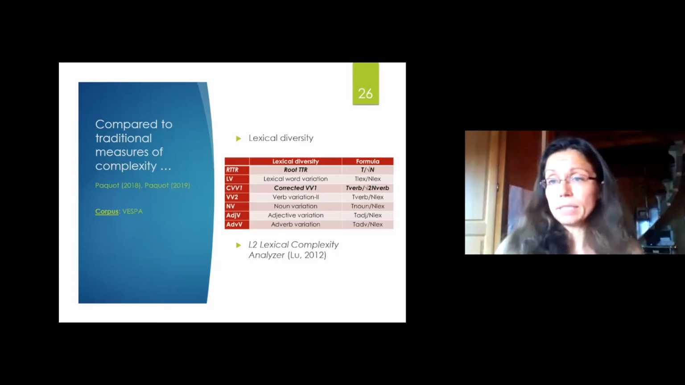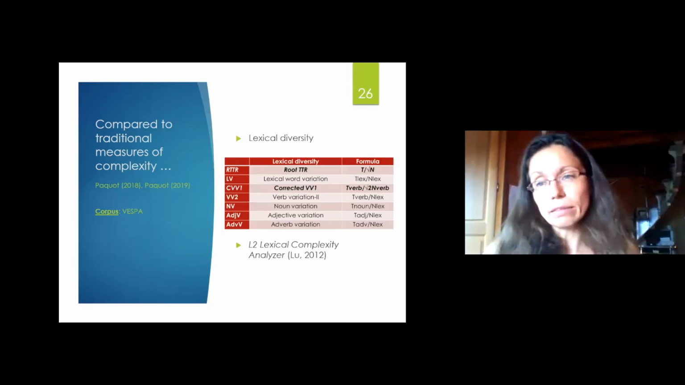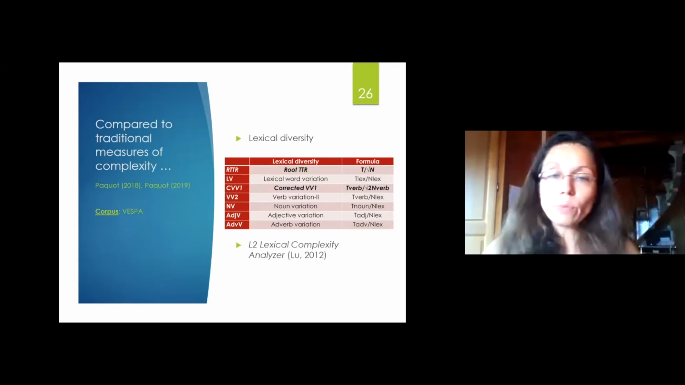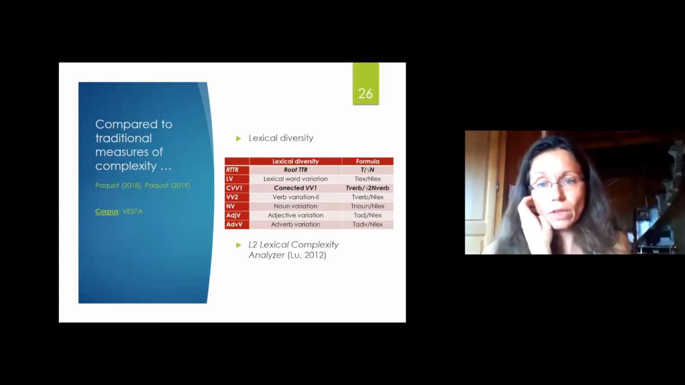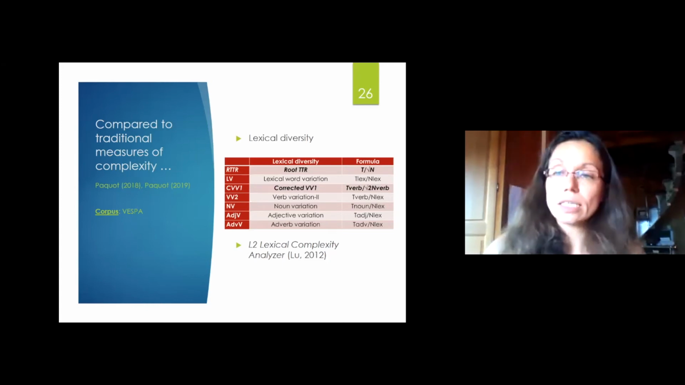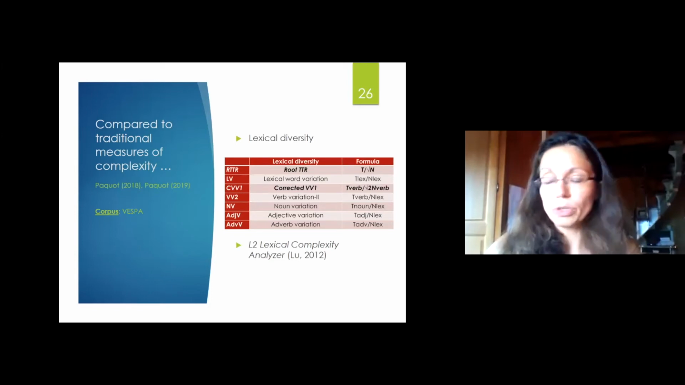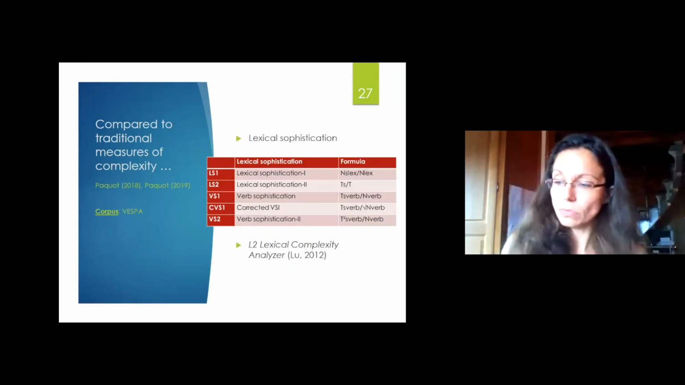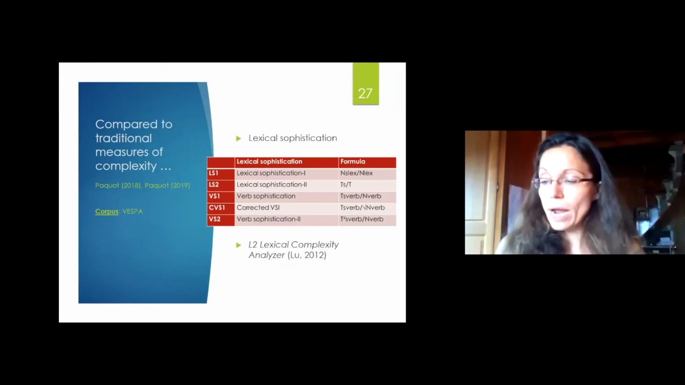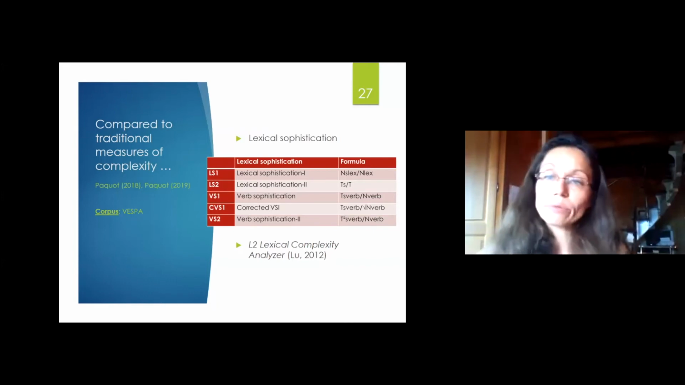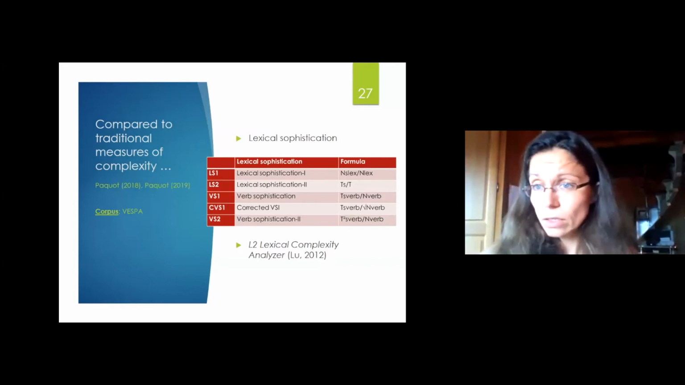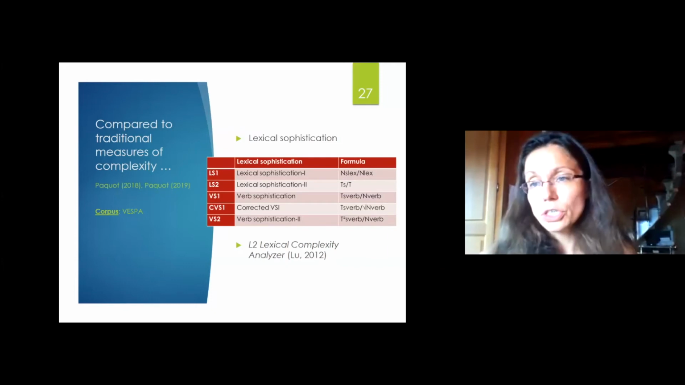Similarly, we get the same picture when we look at measures of lexical diversity, with only the root type token ratio in corrected VV1 displaying a systematic linear increase, but again, the differences are not significant. And when you look at measures of lexical sophistication, well, there was not a single measure of lexical sophistication that showed a linear increase in the data set.